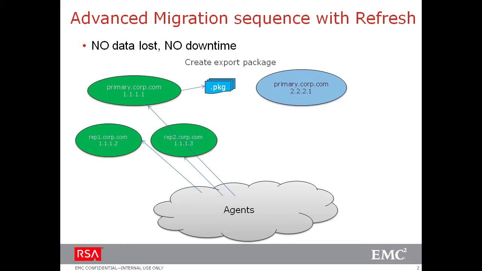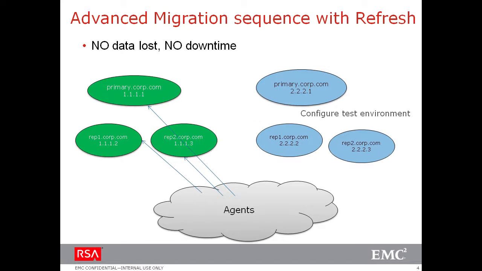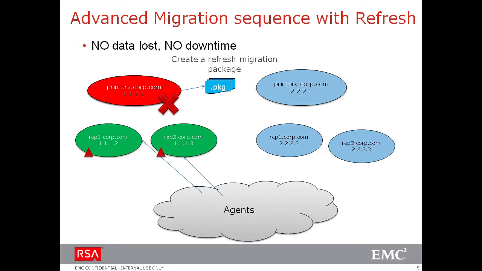So here we'll have the services up while we create an export package. We'll import that package into the primary system. Now we'll actually create new replicas and complete the test environment. So we'll set up web tiers, we'll set up self-service potentially, all the system settings I need to configure. Now I'm actually ready to go into production.